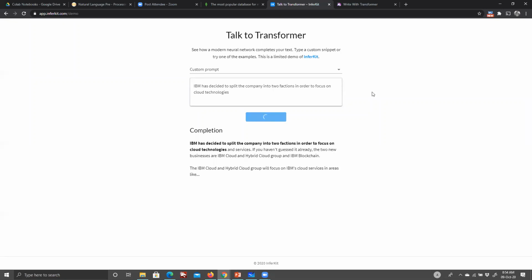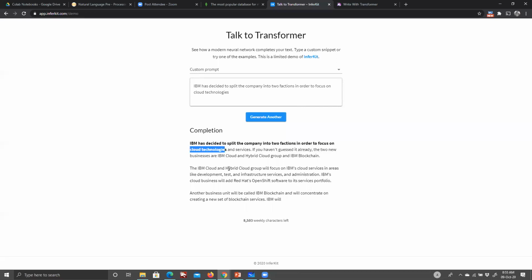See? Seems believable. Not really. Because I can produce fake news at a stage that you will not even realize. So IBM, it has said IBM Cloud, so it read into cloud technologies, and it immediately decided based on this, and the hybrid cloud group will focus on IBM cloud areas. Now it is not perfect, but it also knows that IBM has bought Red Hat.